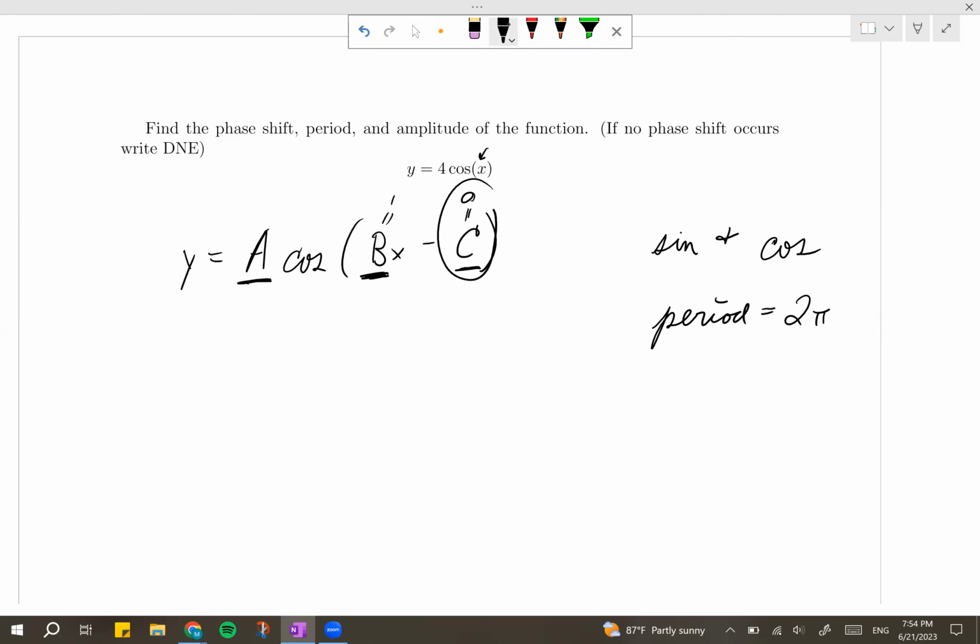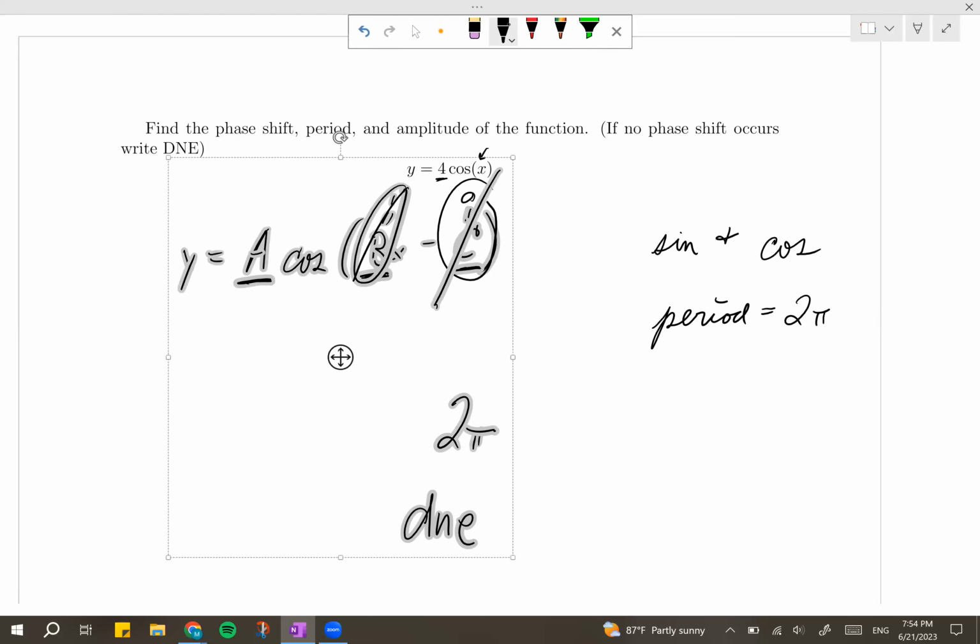So there's no phase shift, and there's no change in our period. So our period is still 2 pi because the b is 1, and our phase shift, there is no phase shift. Now our amplitude goes up because there's a 4 right here. So normally, I'm going to circle all this and delete it.